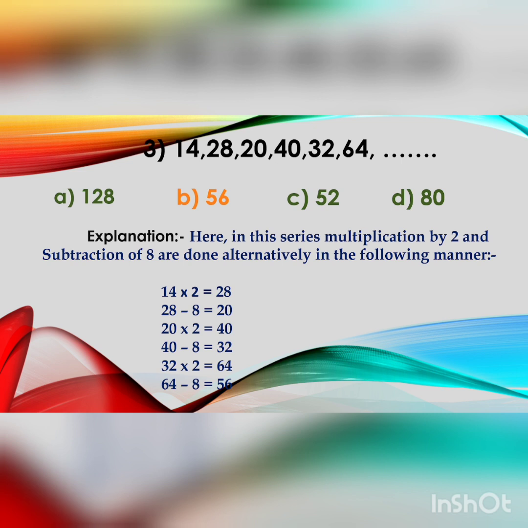After that 32 is multiplied by 2 giving 64 as the next number of the series, so in the next step 8 has to be subtracted from 64 and this gives us 56 as the next number of the series.